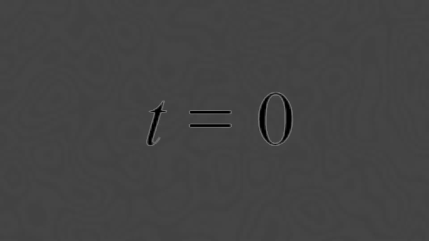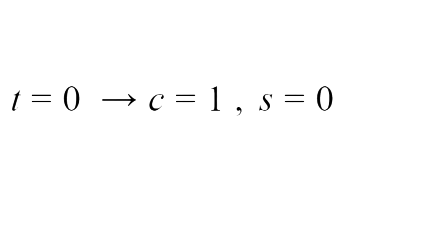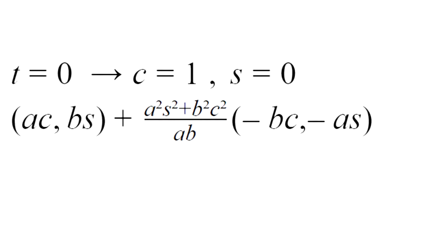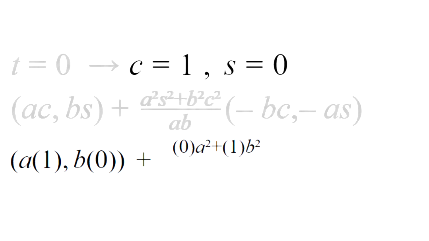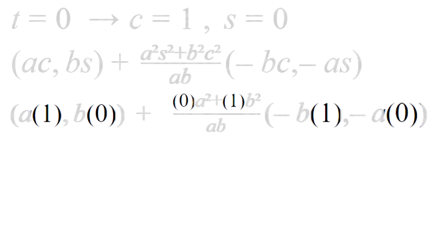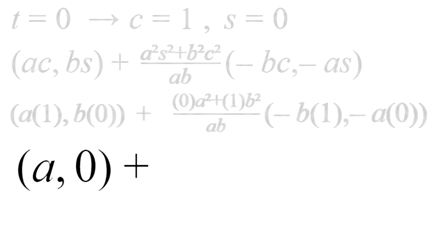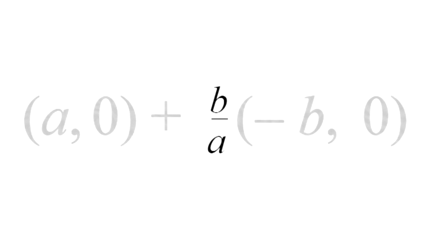To start, when t equals 0, cosine t or c is 1, and sine t or s is 0. So substituting each c and s, our whole parameter ends up with a times 1, 0 times b, plus 0 times a squared plus 1 times b squared all over ab times the coordinate negative b times 1, negative a times 0. Getting that weird binary out, we get a0 plus b squared over ab times the coordinate negative b, 0. Last touch, we reduce the fraction to be a.